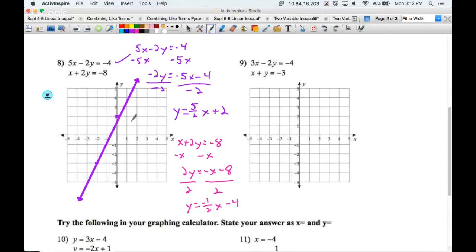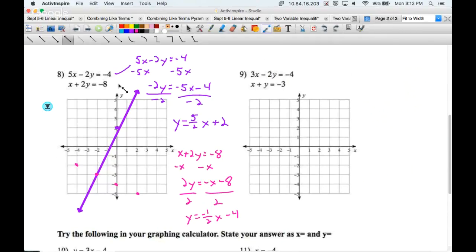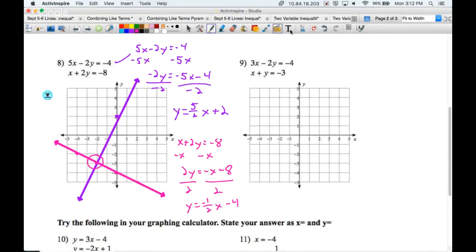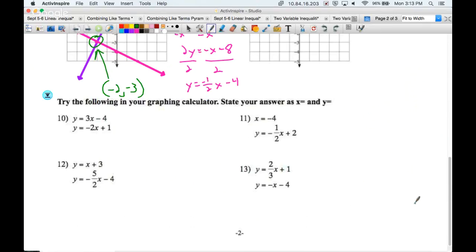Next equation's got a y-intercept of -4. Slope of -1/2, so down 1 over 2. I'm off the graph this way, so I could also go up 1, backwards 2. Connect these up with a straight line. And we can see where they intersect. It's this ordered pair right here. Switch to green, here we go. That's the ordered pair, -2, -3. And that's our solution. All right, the last section says try in your graphing calculator.